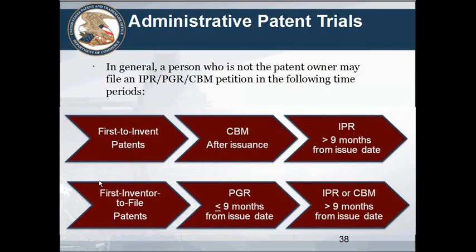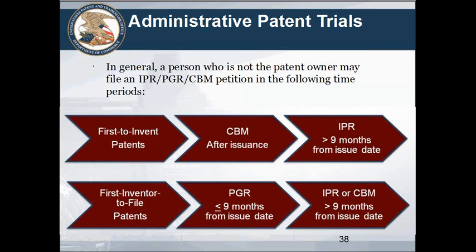Okay, so this slide is meant to illustrate the difference between the treatment of first-to-invent patents and first-inventor-to-file patents. In particular, for first-to-invent patents, that is all that are out there now, they may be subject to CBM after issuance or to IPR 9 months after issuance. So for IPR, as of September 16th, it still will work only for those patents that have been out there for 9 months.